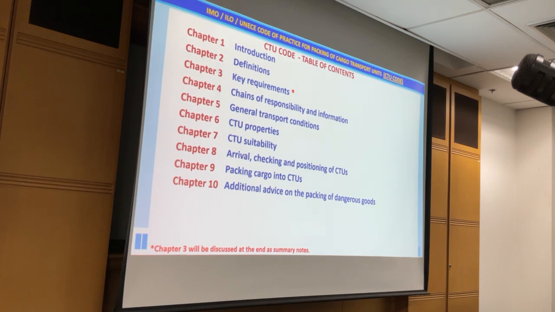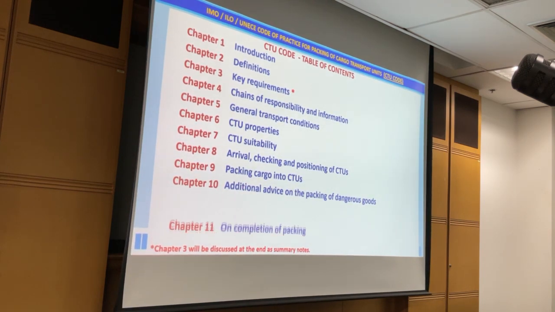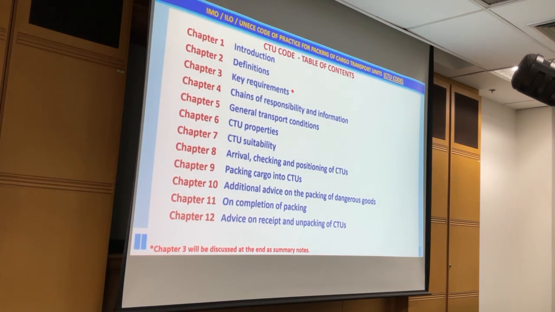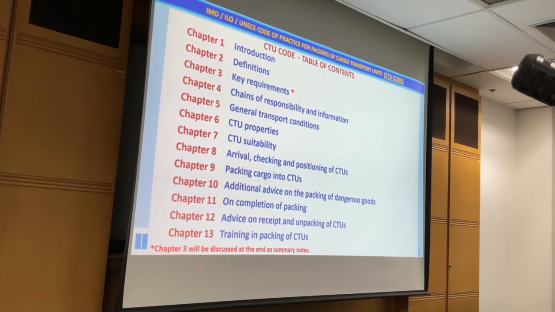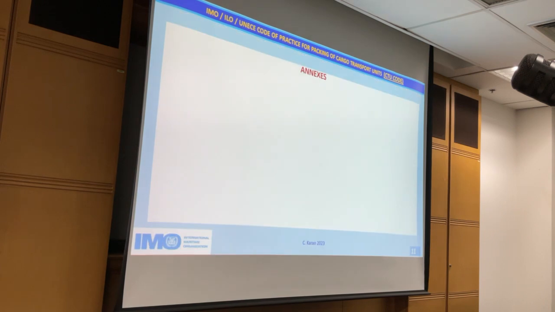Then it gives additional advice on dangerous goods while packing. And then completion of packing. And then advice on receipt and unpacking. Now the consignee gets the goods. It arrives to the consignee. And then training, and that is completed. There is a sequence of events, as you see.